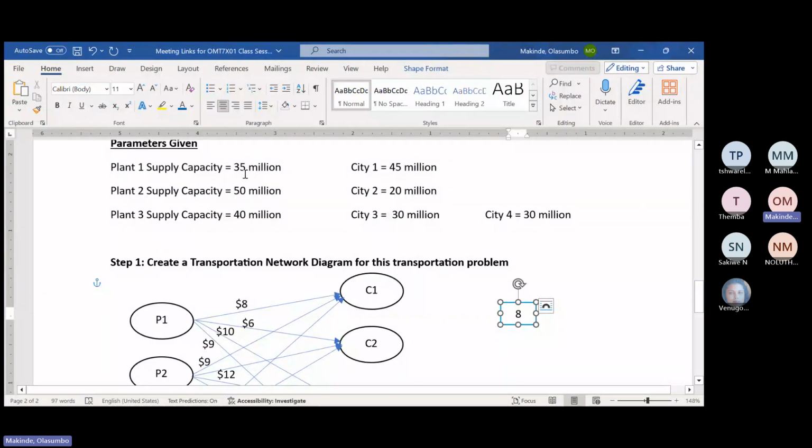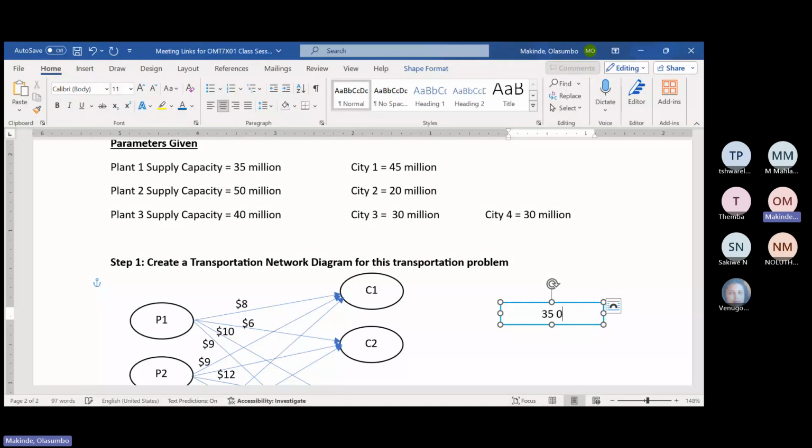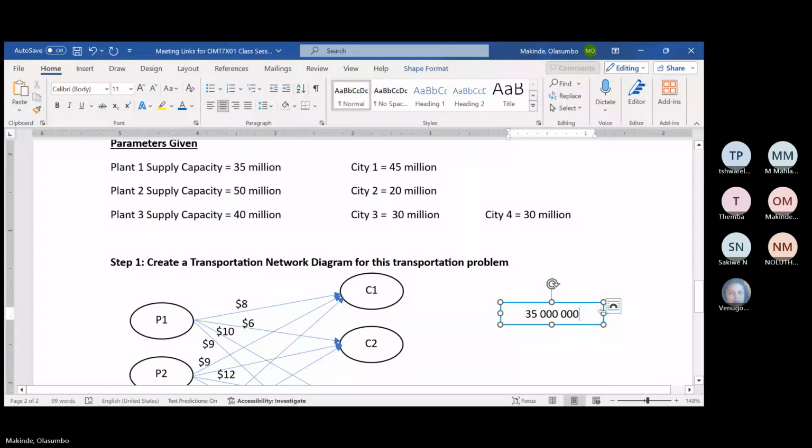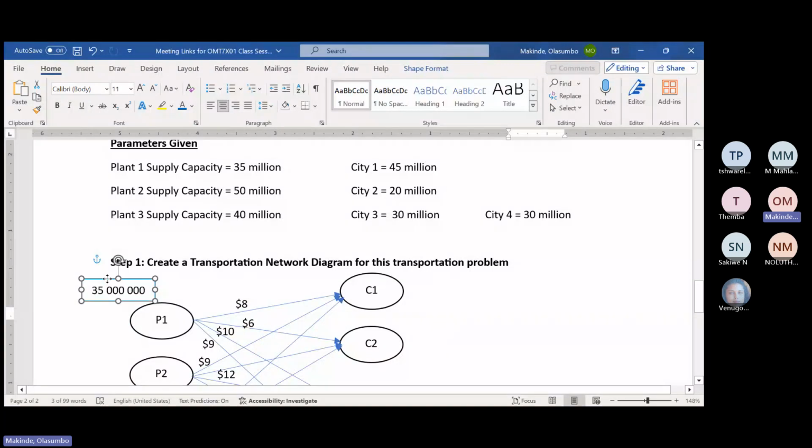Plant 1 supply capacity is 35 million. So I'll just put 35 here. I don't need to put million. We know it's in millions. So let me just say 35. It's fine, let's put it so that at least we know it's 3 zeros, like that. So I'll place this one here for plant 1.